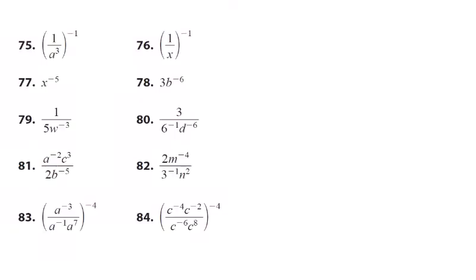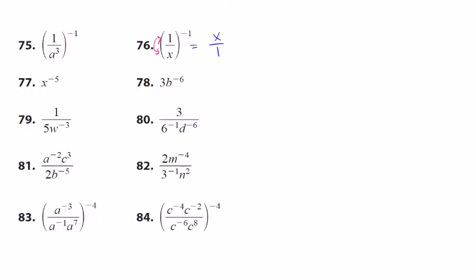All right, number 76. So I have a negative exponent here. If a negative exponent is applied to a fraction, right? So if the fraction's inside the parentheses and you have a negative exponent on the outside, remember that you can flip that fraction over. Okay, so this will turn into x over 1, right?